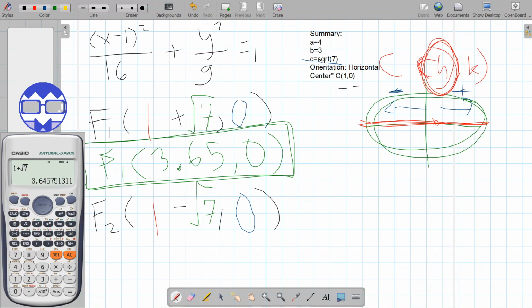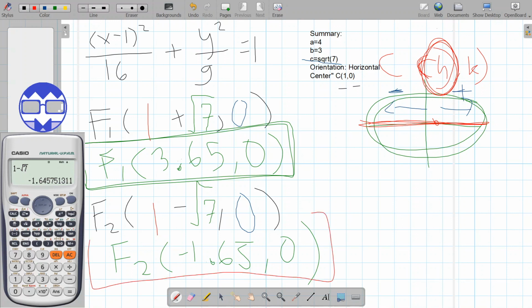For the second focus, we have minus. So we simply type minus here. Equals, then SD or decimal, negative 1.65. So our F2 is negative 1.65. Okay, so this will be our second focus. I'll just erase the board and summarize the focus, add to the summary.